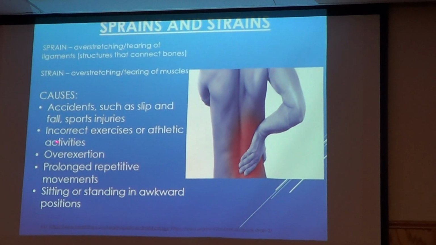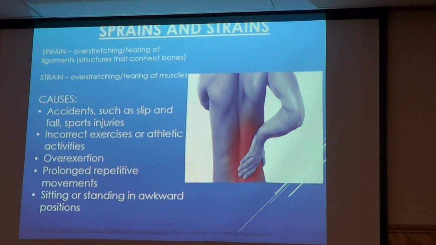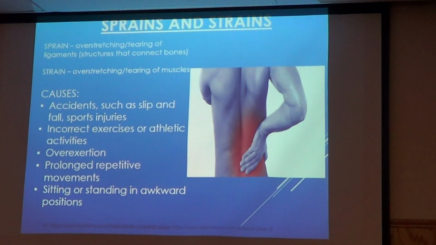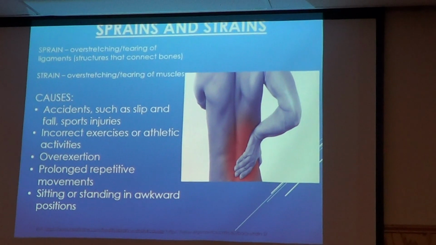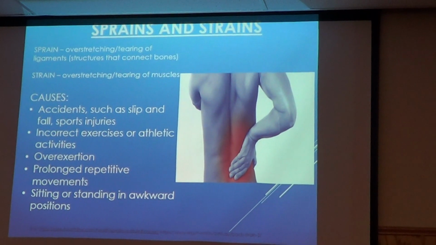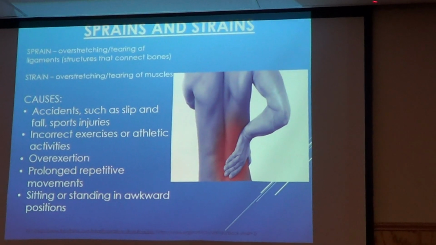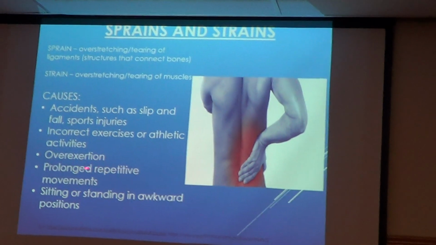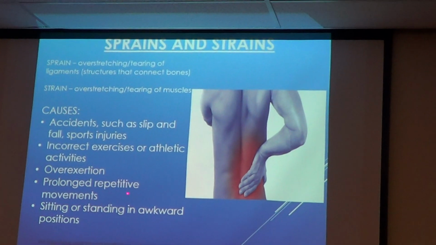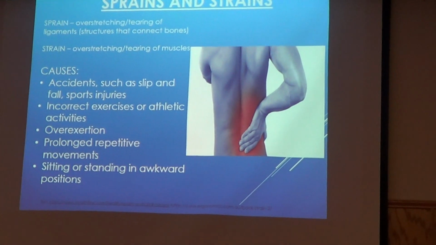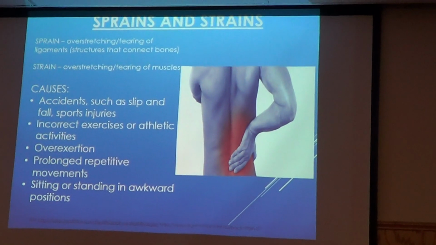Causes, accidents. We're seeing a lot of slip and fall cases this year. So again, you slip on ice, you pull your muscle, and that's a muscle strain. Gives you back pain. Incorrect exercises, when we don't know how to do it correctly. Overexertion, or prolonged repetitive movements, or sitting or standing in awkward position. Again, muscular imbalance.